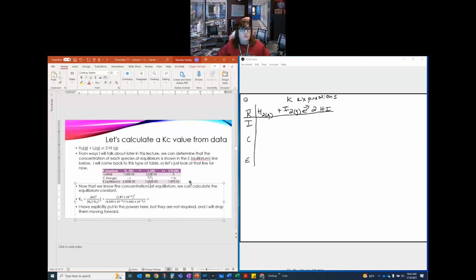Now, we're going to talk about RICE tables and/or ICE tables, depending on what you call them, in detail in a few slides. But I want to bridge the conversation to say we can calculate a K just like we've been doing by using one of these tables. I find that students don't necessarily understand that this is the same deal as what we've been doing, and it's really no different, okay? So we look at our concentrations for H2 that we were given initially. 1.0 times 10 to the minus third, 2.0 times 10 to the minus third, and then 0 for our HI.